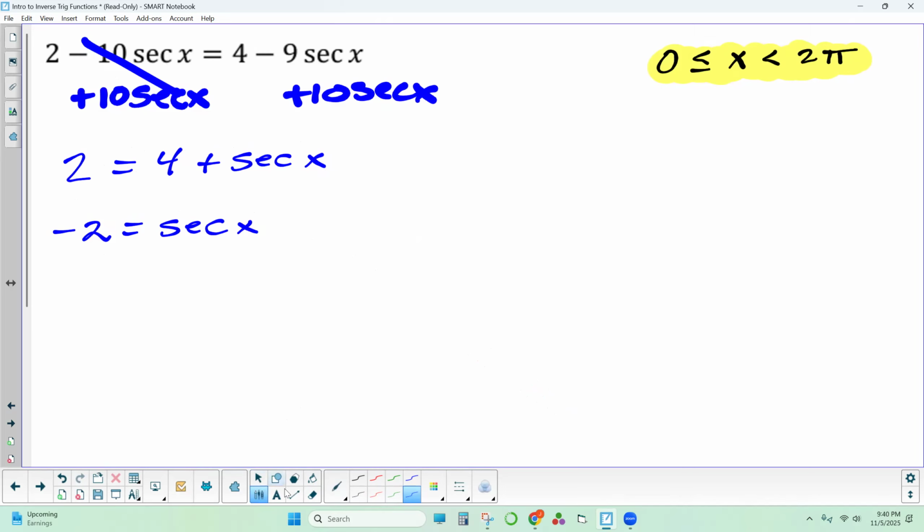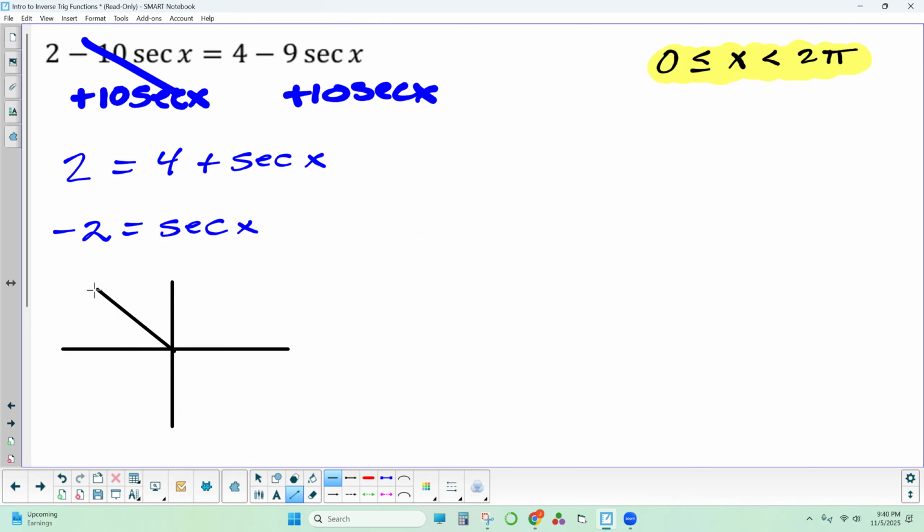So now I want to look for angles where secant is -2. Which two quadrants is secant negative? That would be quadrant 2 and quadrant 3. Secant is r over x, so r has to be 2, where x would be -1. Now I have enough information to find my reference angle, which is going to be 60 degrees.